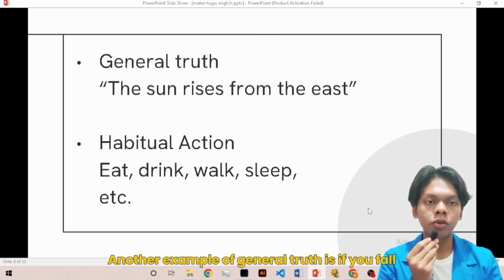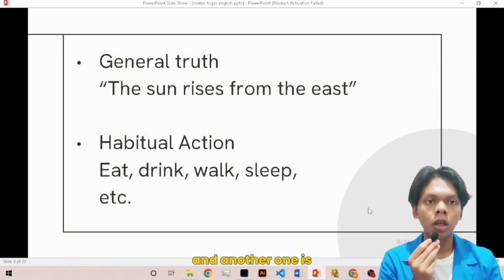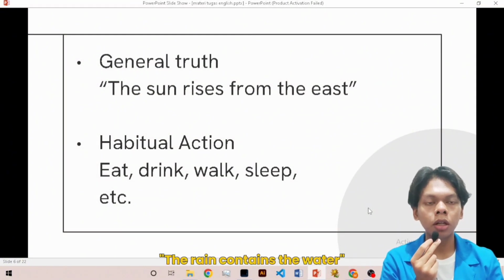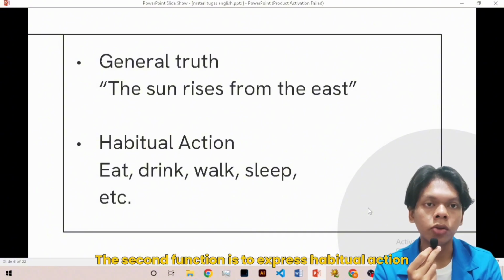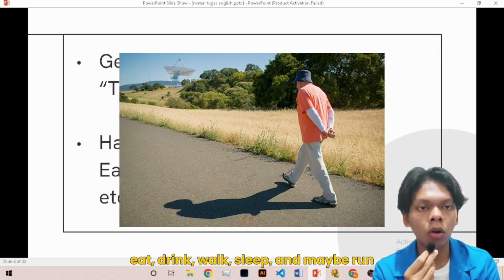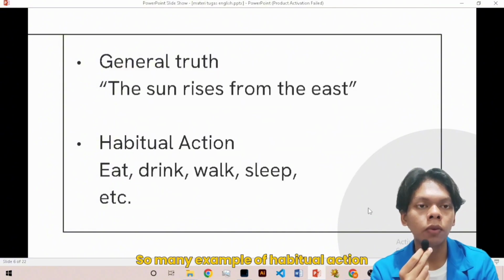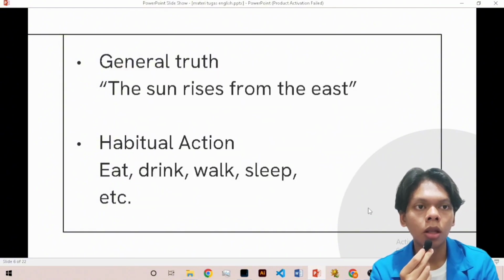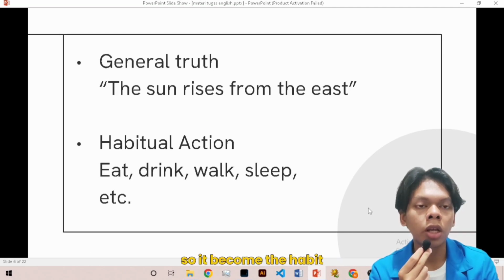Another example of general truth is, if you fall, it must be downwards, not upwards. And another one is, the rain contains the water, not the gas. That's the general truth. The second function is to express habitual action. For the example, eat, drink, walk, sleep, and maybe run. There are so many examples of habitual action. Habitual action is an activity that we are routinely do, so it become the habit of ours.